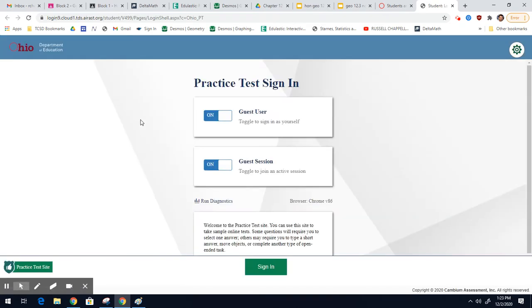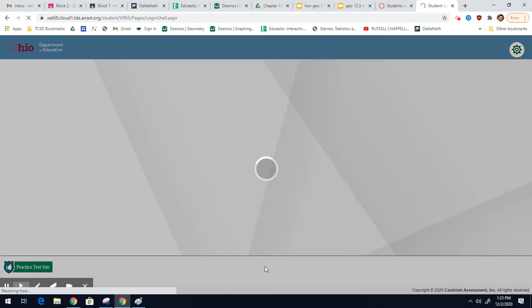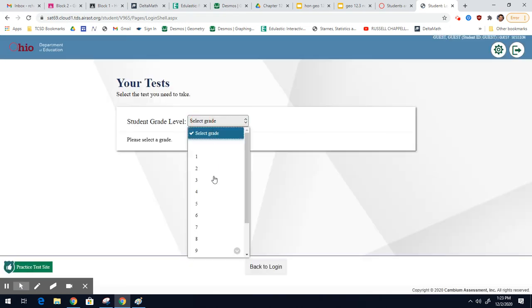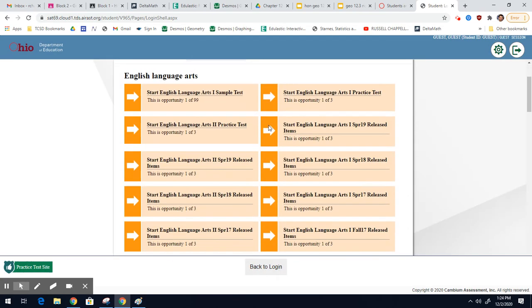All right, so when you go here, this is where they have all the practice tests. So last year there was no test given, so there was no 2020 released test items. But I'm going to show you the 2019, which is the next best thing. So you're going to click sign in. On the next screen, you'll pick your grade. So 10th grade. And here are all the tests available to you.